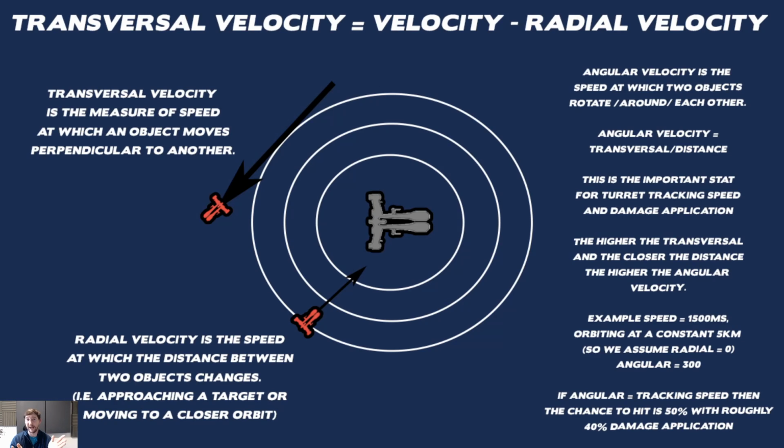Let's take, for example, a medium snub-nosed railgun. The tracking speed is 60. So if you are orbiting at 1500 meters per second at 5 kilometers, then you are 5 times quicker than the tracking speed, and that is obviously going to impact massively the chance to hit for a medium snub-nosed railgun. So let's go into some further concepts and discuss some theory when it comes to speed tanking.